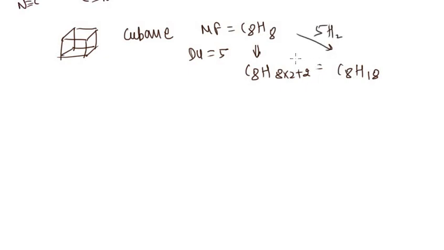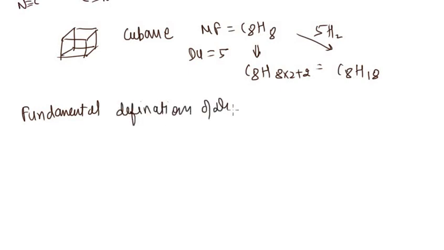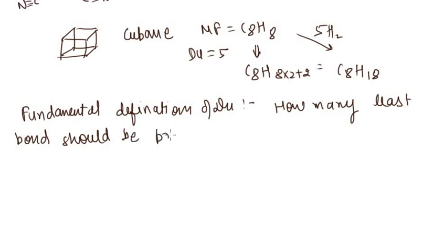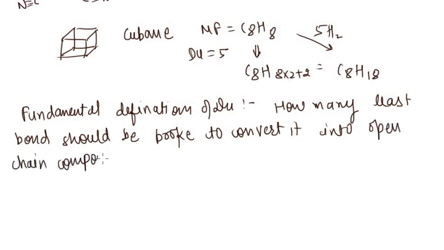Okay, now what is the fundamental definition of DU? In a cyclic compound, how many least bonds should be broken to convert it into an open chain compound? Like in this case, we have to break one bond, so DU is 1.